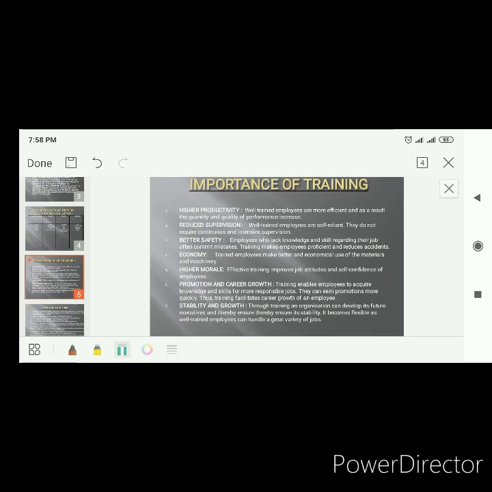So in this slide, we have learned two things today. We have learned the importance of training, and we have learned the benefits of training for employees. For the importance of training, we have learned a few points. The first one was higher productivity, how an employee is going to produce higher since he is trained. Point number 2, supervision cost is reduced. Point number 3, better safety measures are possible because an employee is trained. Point number 4, economical.